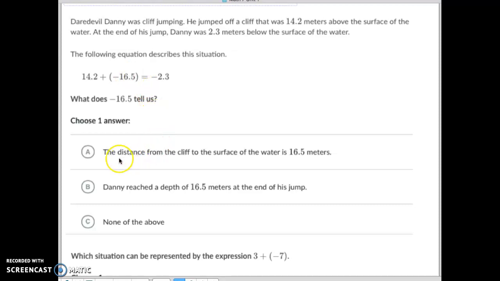Let's see what this one is. The distance from the cliff to the surface of the water, is that? No, because 16.5 is how far he jumped. Danny can reach a 16.5 meters at the end of his jump. No, he doesn't reach a depth of that. That's just how far he actually jumped. So neither of these actually work out. Neither of these tells us that. So this one would be letter C, none of the above.